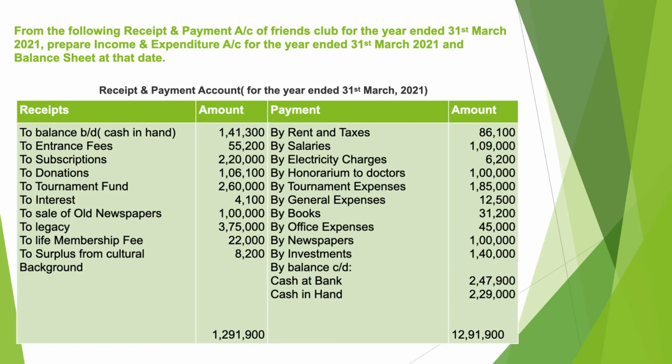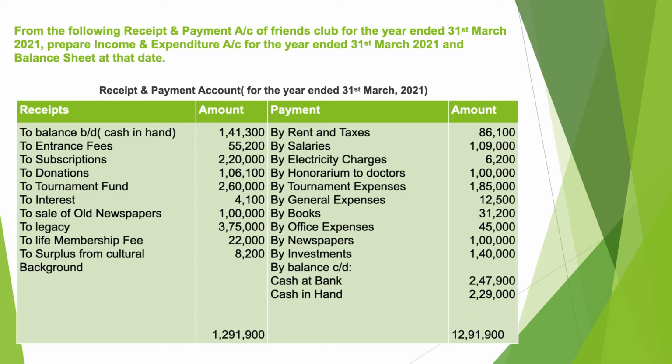Next is entrance fee. We have studied in this video that it is a revenue receipt and it will be recorded on the receipt and payment account debit side as it is shown. So its treatment in income and expenditure account: the entrance fee of 55,200 will be recorded in the income and expenditure account, income side.